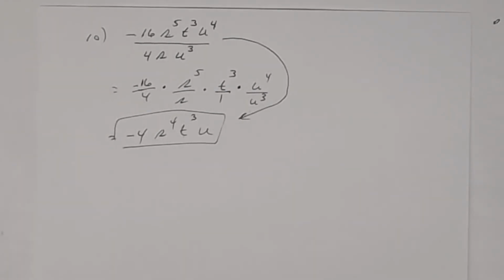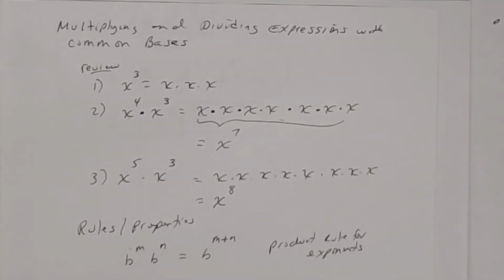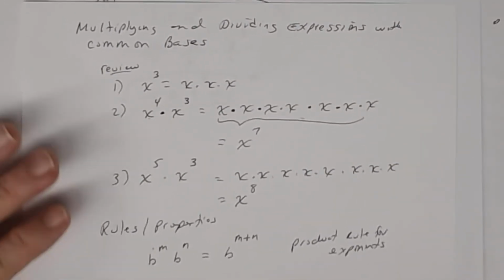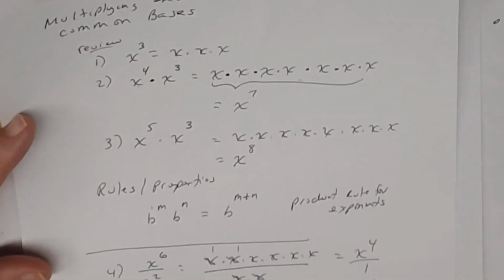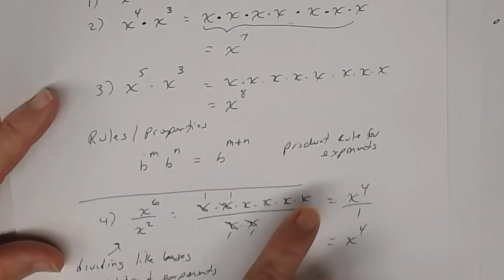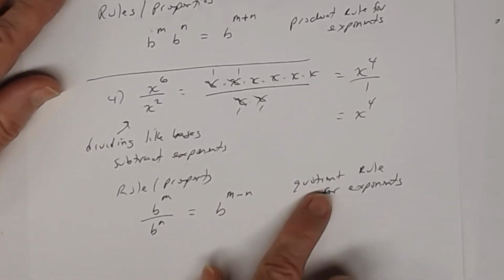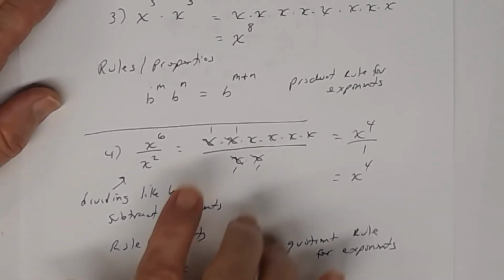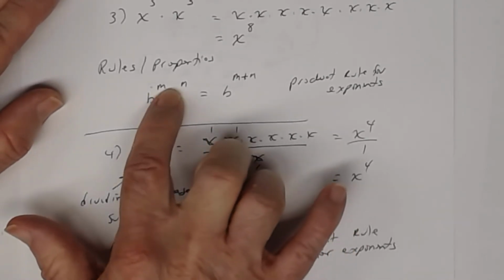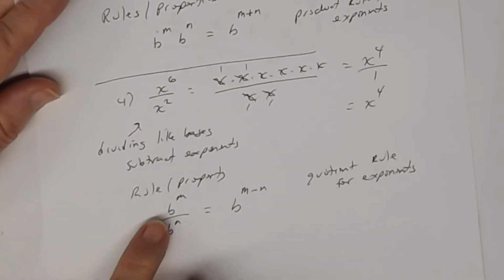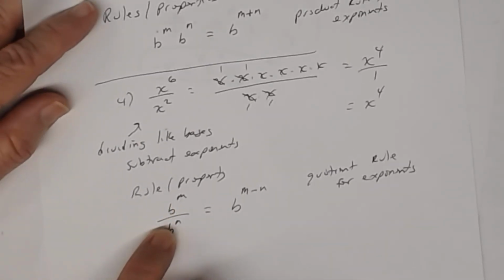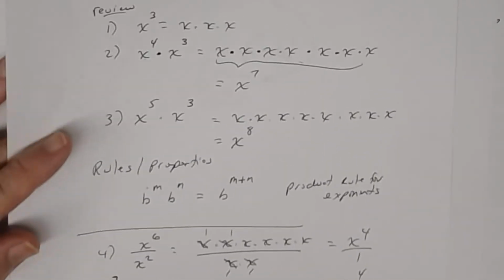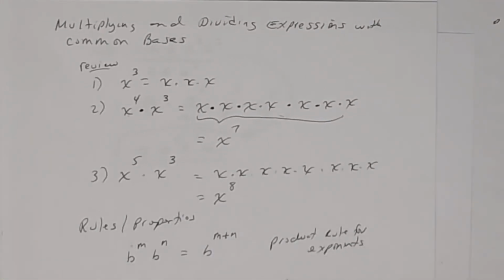Okay, so I think that this should be enough for you. And so in this part of the lesson, we learned about the product rule for exponents, and we learned about the quotient rule for exponents. So when you multiply like bases, you add exponents. When you divide like bases, you subtract exponents. And that's it. It's a very simple concept.